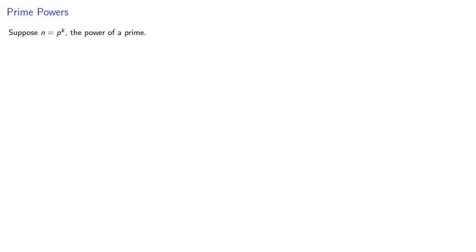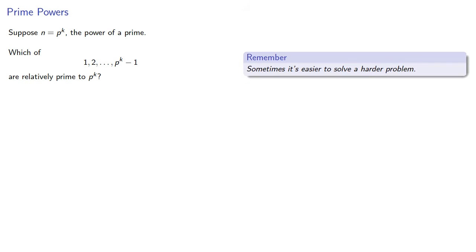Now suppose n is p to the k, the power of a prime. So let's consider which of the numbers less than p to the k are relatively prime to p to the k. Now at this point we'll invoke something that's a useful strategy. Sometimes it's easier to solve a harder problem. So in this case, while we only want to find the numbers less than p to the k that are relatively prime to it, let's include p to the k itself.